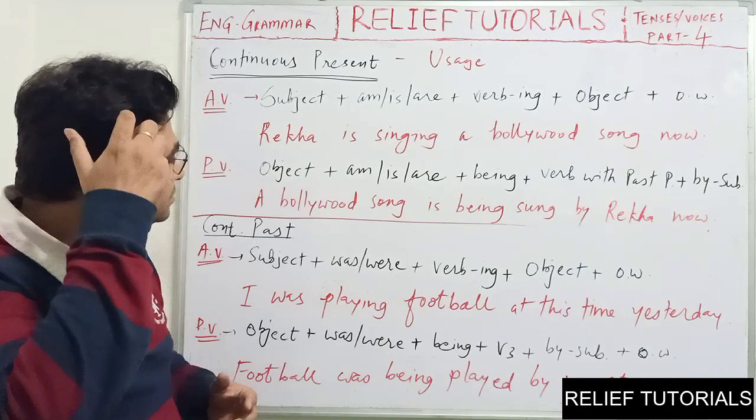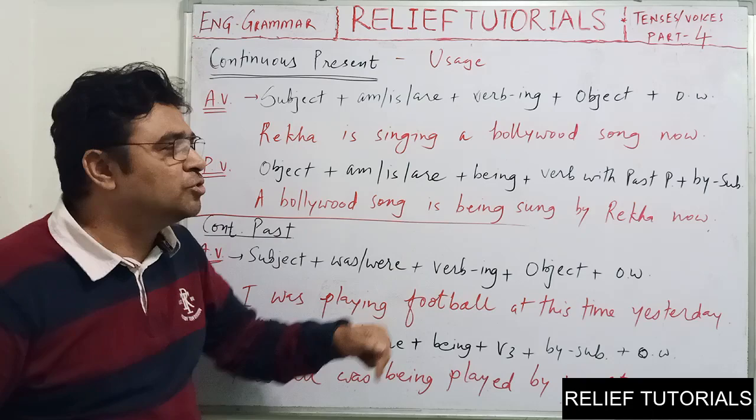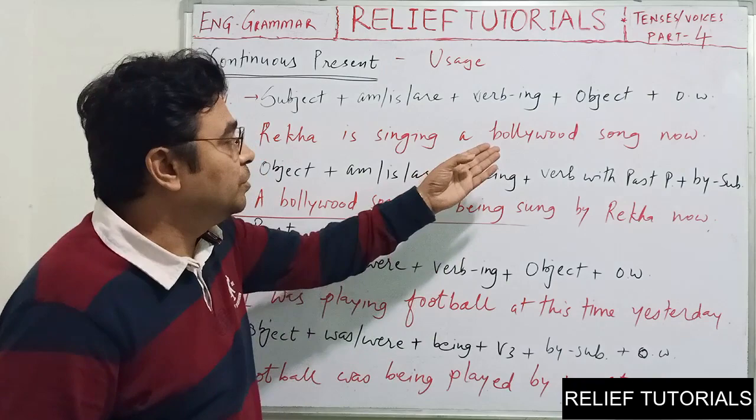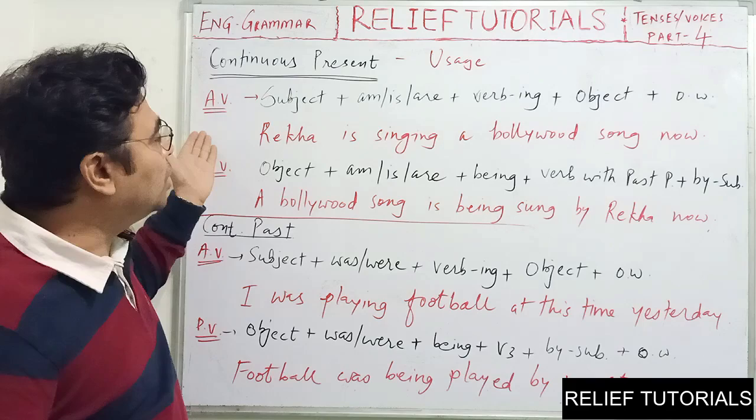So agar negative banana hai, to simply note rakh dijiye. Rekha is not singing a Bollywood song. Question banana hai, is Rekha singing a Bollywood song? Agar janna hai ki Rekha kya ga rahi, what is she singing right now? So just to know the object, you bring the question word from outside, that is what, put right in the beginning, what, then comes auxiliary verb just to make it question, what is Rekha singing now?